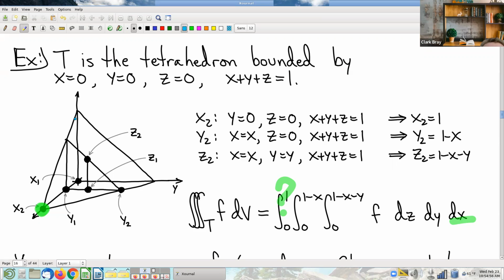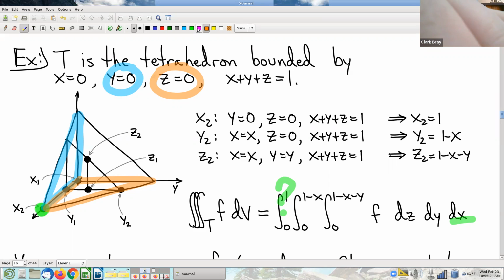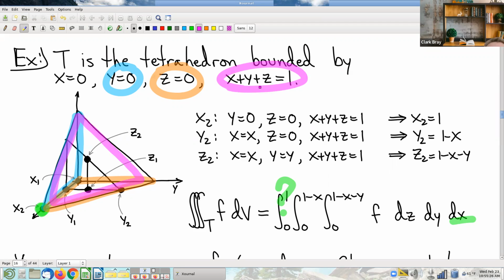Among other things, it's on that plane right there, which has that equation. Now, looking at the picture, I can also see it is also on that plane right there, which has that equation. But I can further see, and gosh, I don't know how I do this without a picture. Gotta love the picture. It is also on that plane, which has that equation.